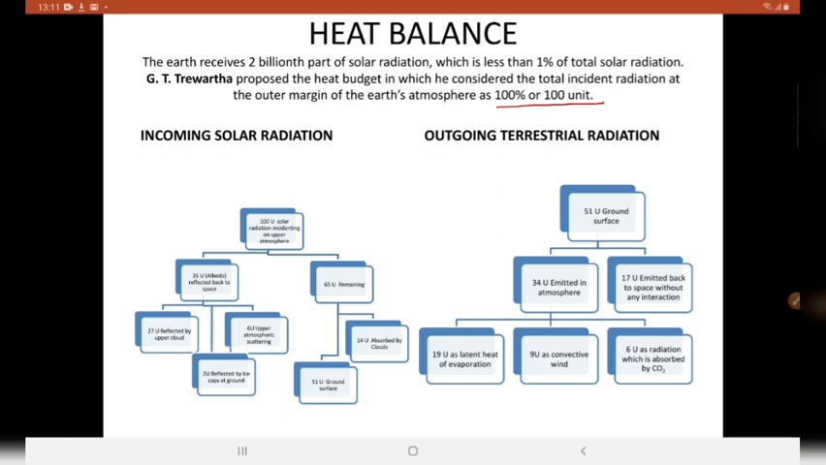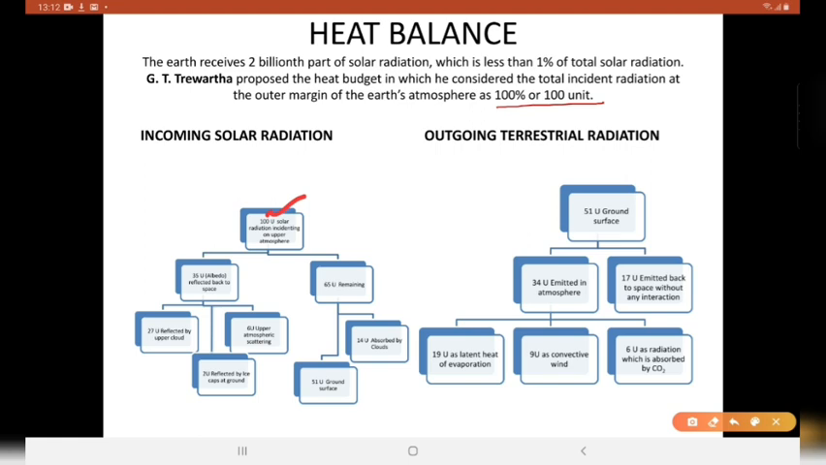Here you see, at the upper surface of the atmosphere, suppose solar radiation is 100 unit, then out of this 100 unit, 35 unit is albedo. It means it is reflected back to space without any interaction. It has no role in the thermal process of the earth. It is as such reflected from the atmosphere.